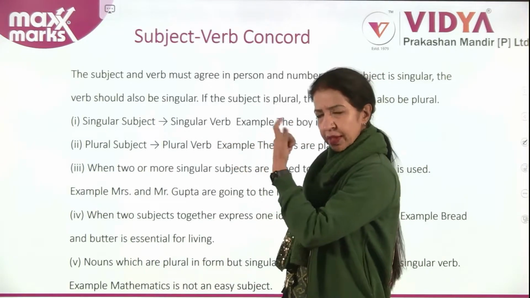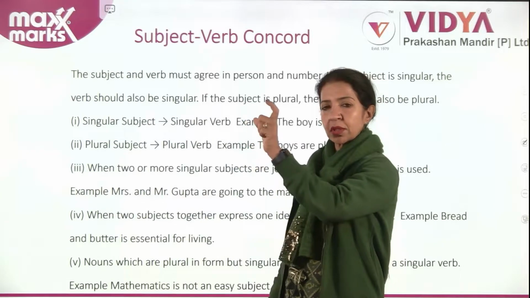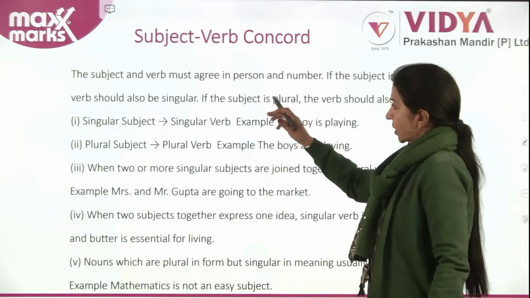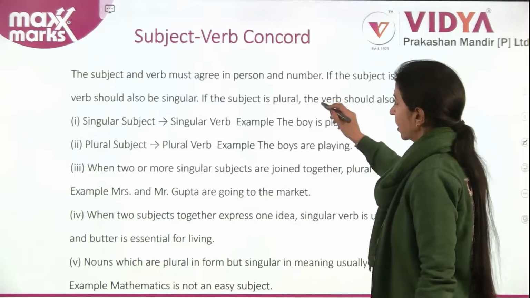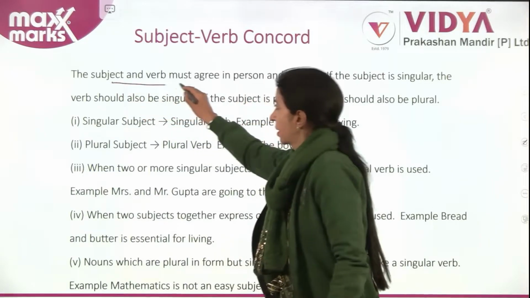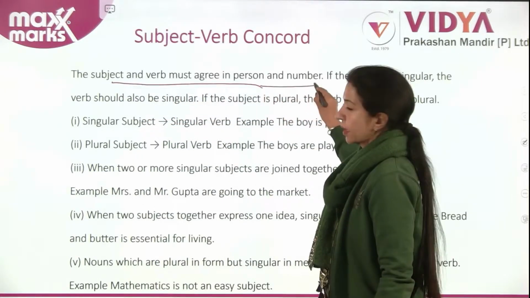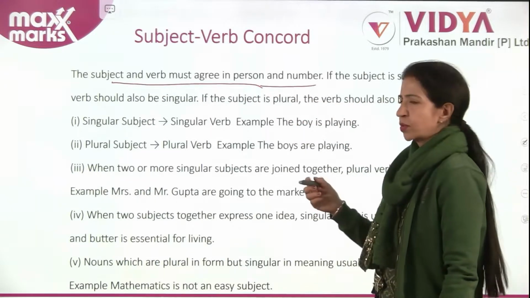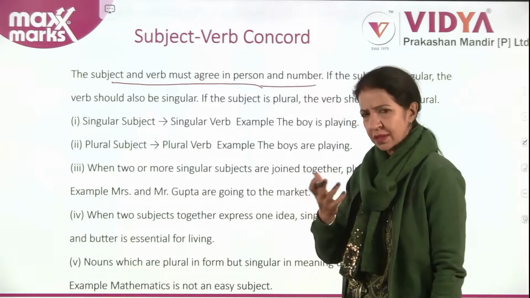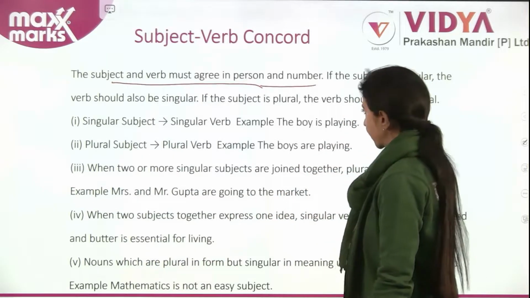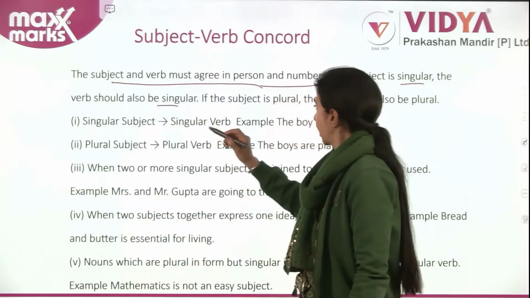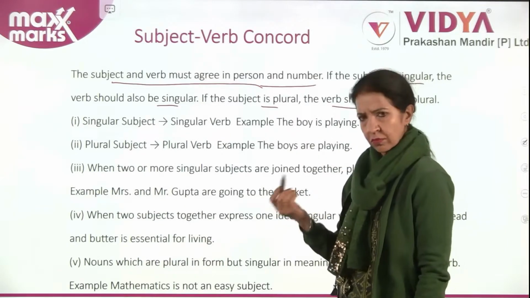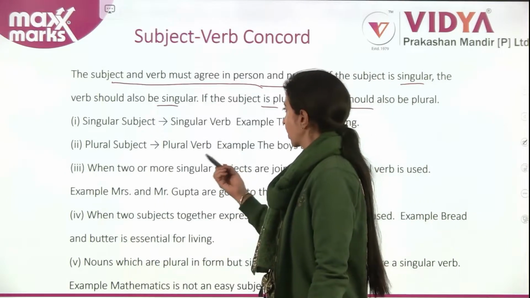Here again children tend to make mistakes because they are not able to bring about that coordination between subject and verb. The subject and verb must agree in person and number. See, this is the key area. If the subject is singular, the verb should be singular. This is very obvious. If the subject is plural, the verb will also be plural. Understood? Very easy, quite a common thing.